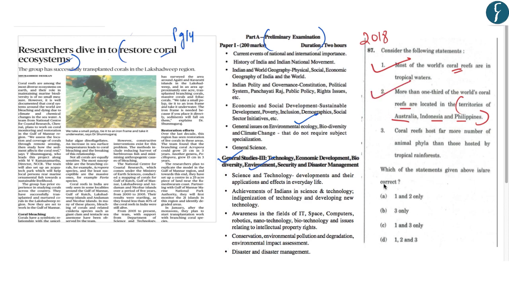Now, the third statement says that coral reefs host far more number of animal phyla than those hosted by the tropical rainforests. Now, this statement will also be correct as we know that corals are one of the most diverse ecosystems on this earth. Hence, our final answer would be option 3, that is, all three statements are correct. So with this, we complete the description of this news.